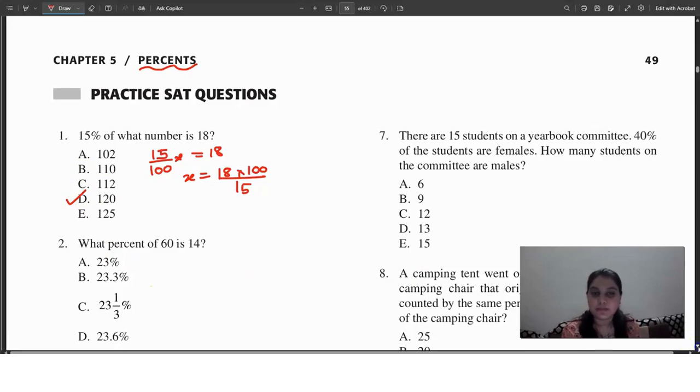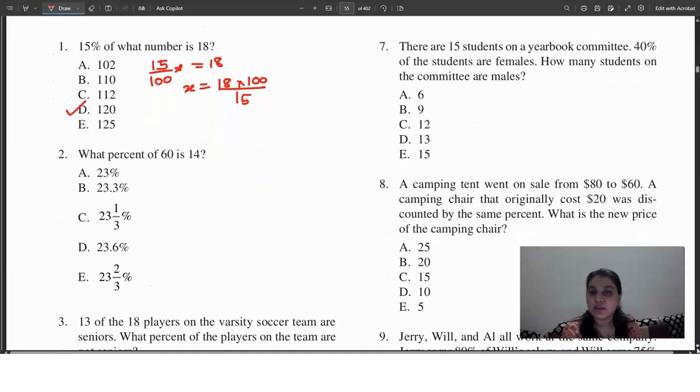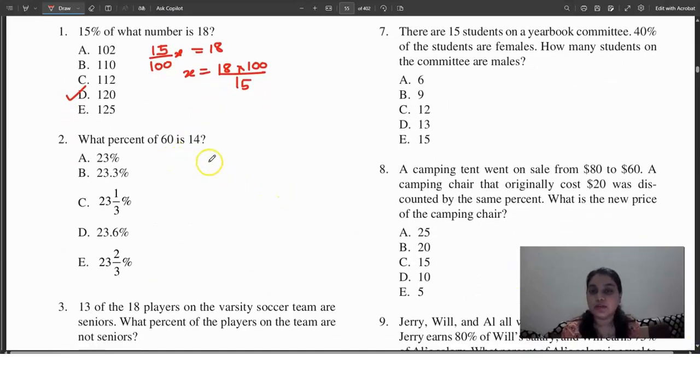Now second one, what percent of 60 is 14? So suppose it's x percent of 60. So x upon 100 multiplied by 60 is equal to 14. So x will be equal to 14 multiplied by 100 divided by 60. Now this we can cancel by 2. This will go 7 times, this will go 3 times. So we are getting x as 70 upon 3%.